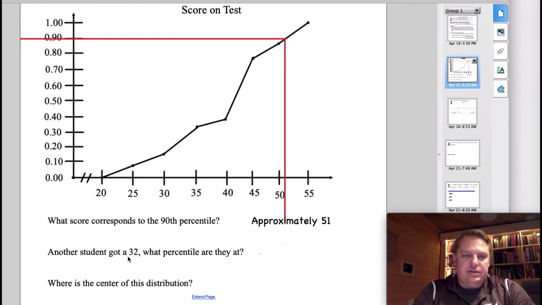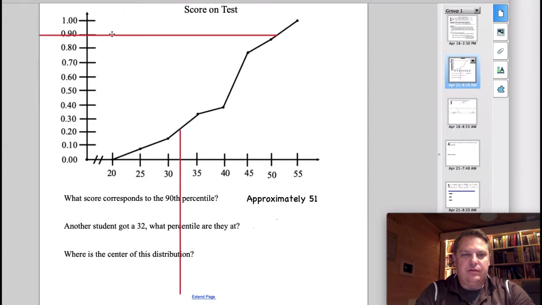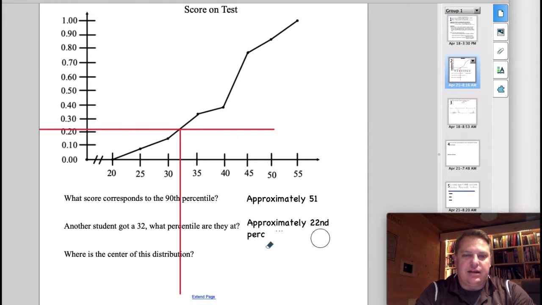In the second question, it says another student got a 32. So now you're starting with the score. We would start at that score. We would trace up until we hit the graph. Then we would trace over from that spot until we hit the y-axis. And then we would write our percentage. So for this, again, we're kind of eyeballing a little bit, but somewhere around 21, 22, 23%.